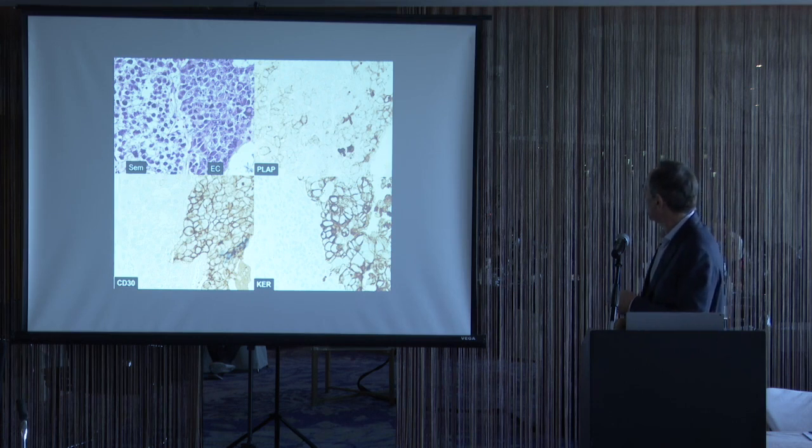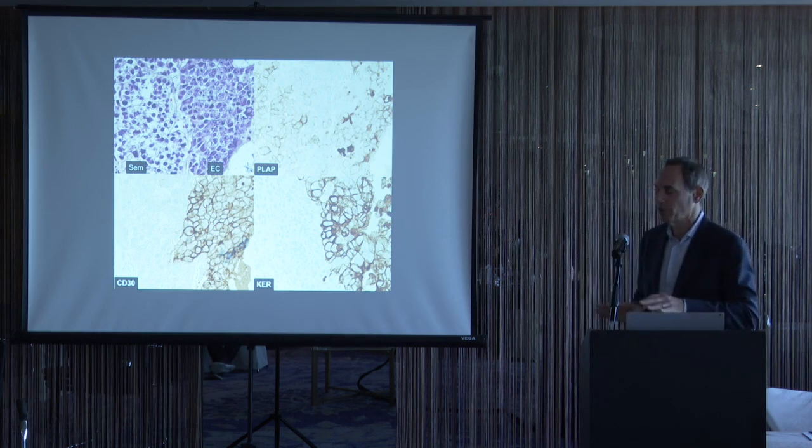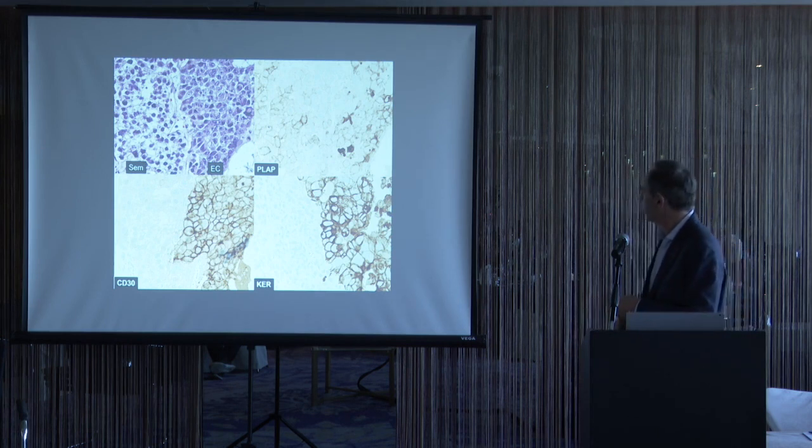I don't use PLAP anymore as a germ cell marker. Also, SALL4 is another germ cell marker that's out there. I don't use SALL4. The more I've used it, I've realized it just stains a lot of other non-germ cell tumors. I think better is CD30, which will stain embryonal carcinoma and will be negative in seminoma. Keratins in general will stain the embryonal carcinoma, negative in seminoma.